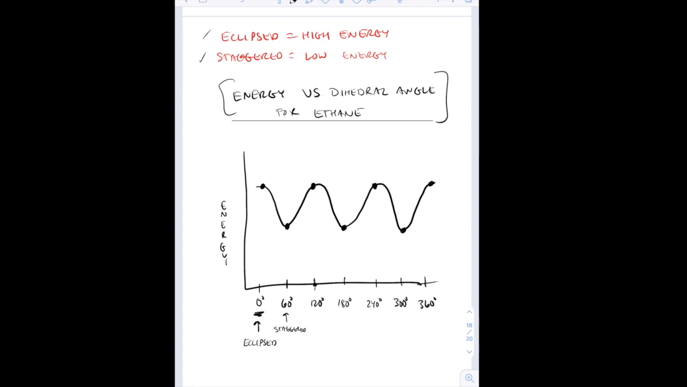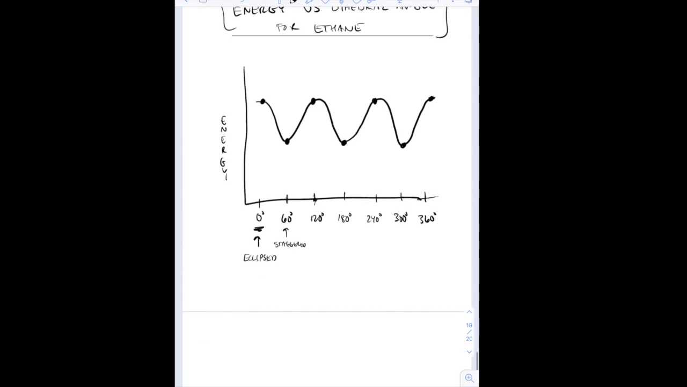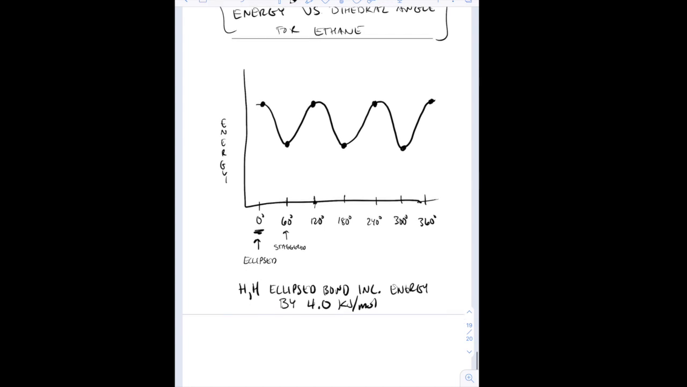One thing we need to know though is how much energy is associated with the eclipsed conformation. In general, for each hydrogen-hydrogen eclipsed bond, we increase the energy by 4.0 kilojoules per mole.